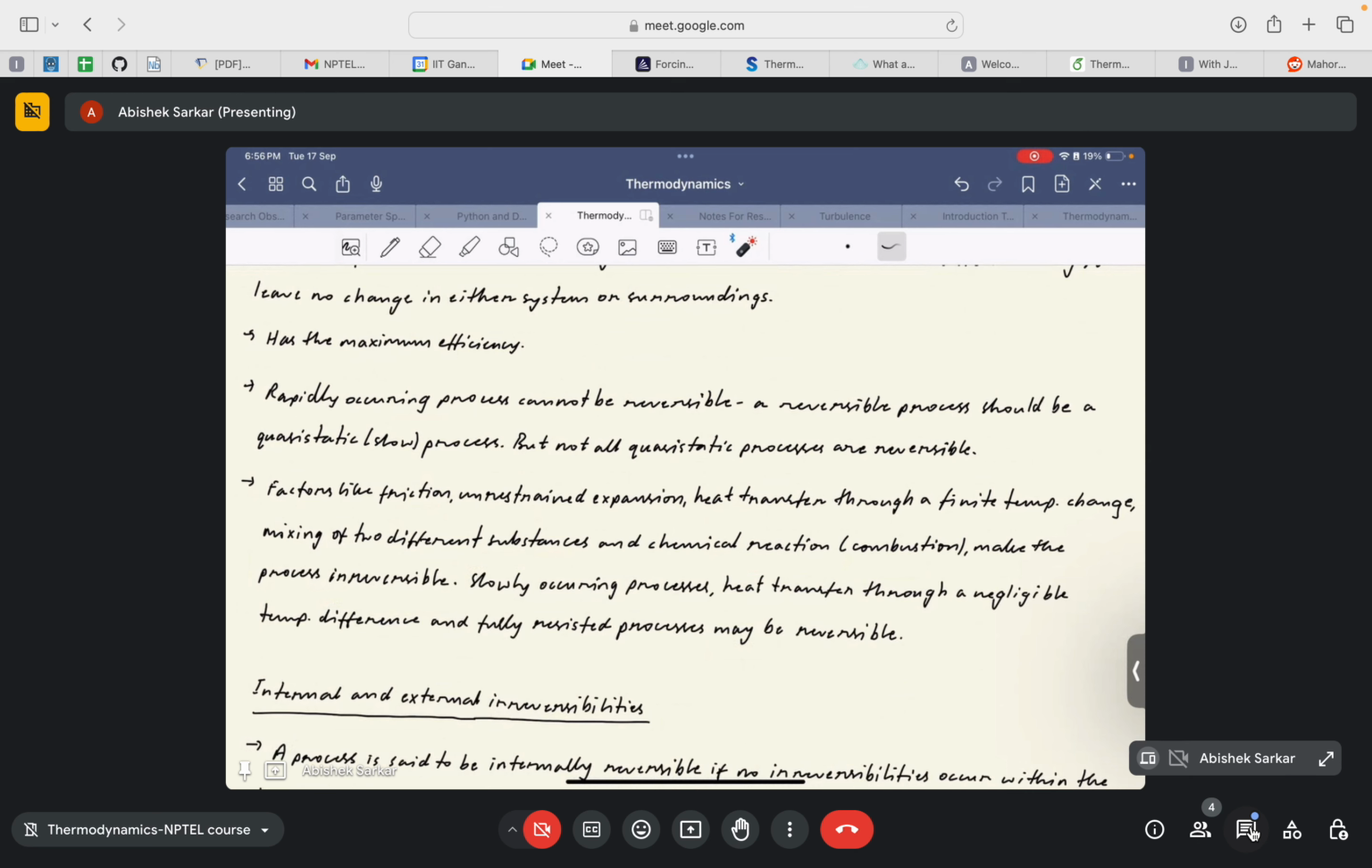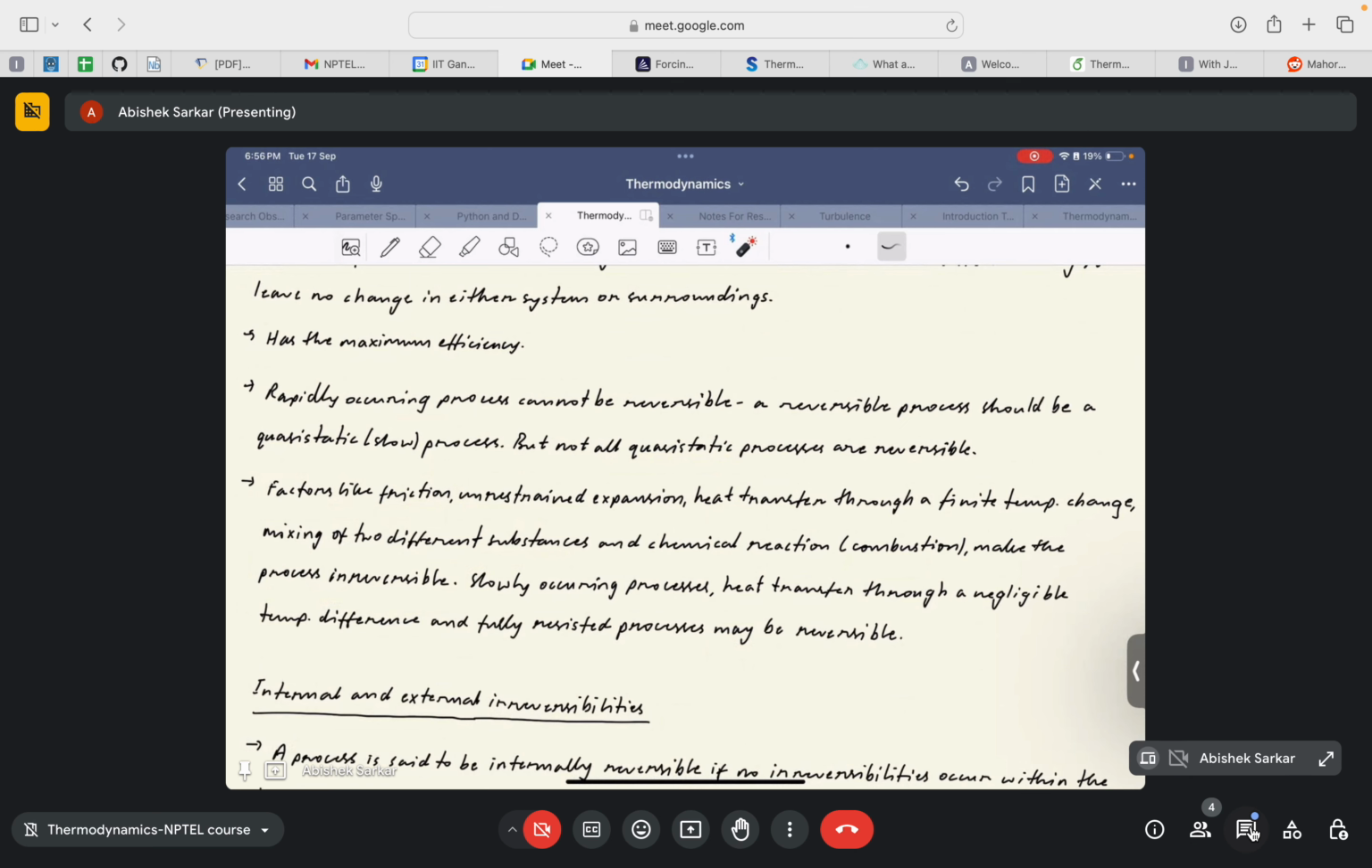Say for unrestrained expansion or systems having frictional losses. Okay, let us take this one. This would be more understandable. Imagine there is a piston cylinder arrangement and the piston cylinder has some friction. Even if we do the expansion or compression in a very slow, almost quasi-static manner, the system will not be reversible because of the friction.